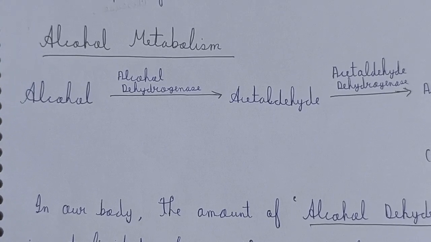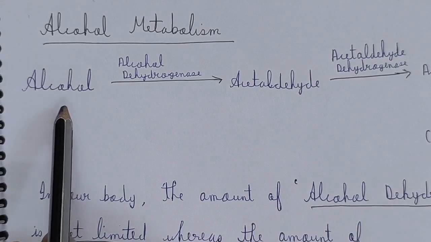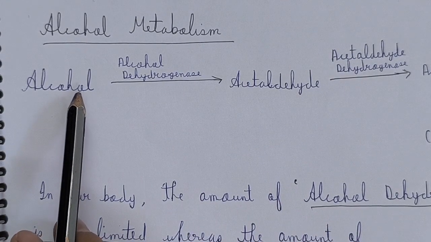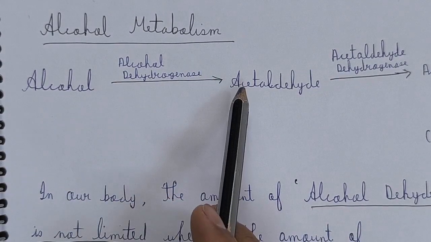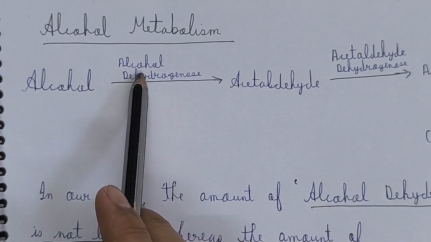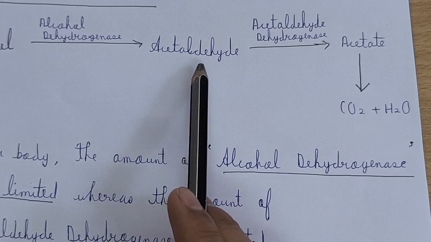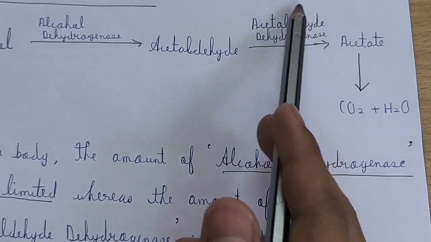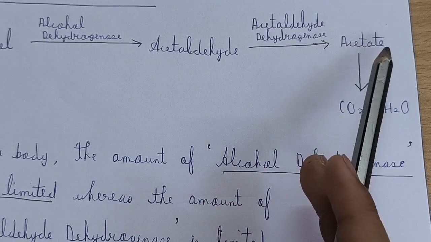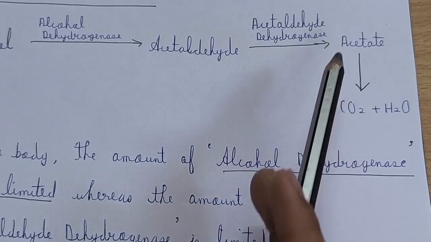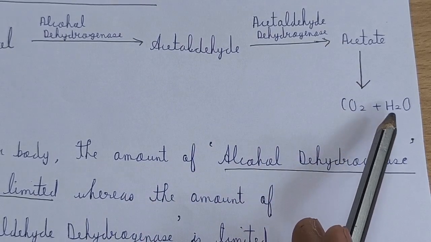So friends, for understanding how excess alcohol damages the liver, before knowing this, you should know a little bit about alcohol metabolism. See, alcohol in our liver is converted into acetaldehyde by the enzyme alcohol dehydrogenase, and this acetaldehyde is converted into acetate by the enzyme acetaldehyde dehydrogenase, and this acetate is converted into CO2 and H2O.